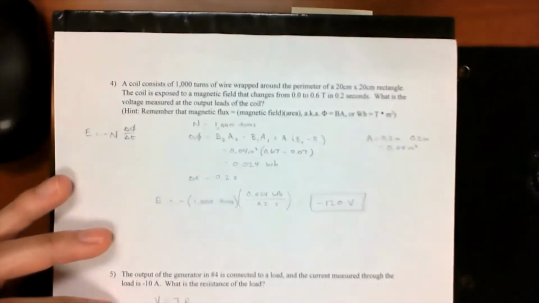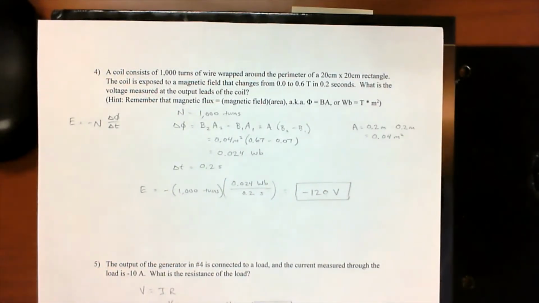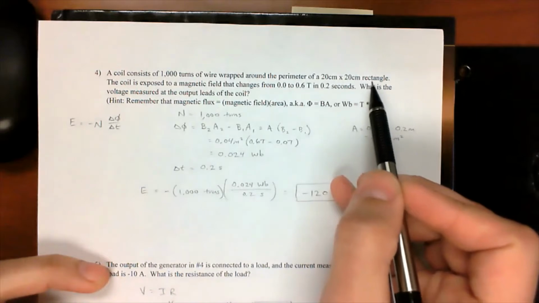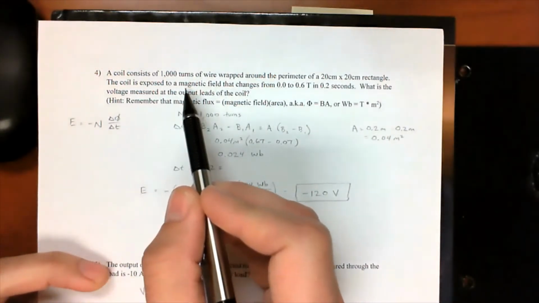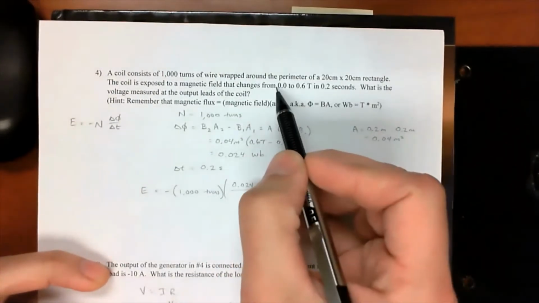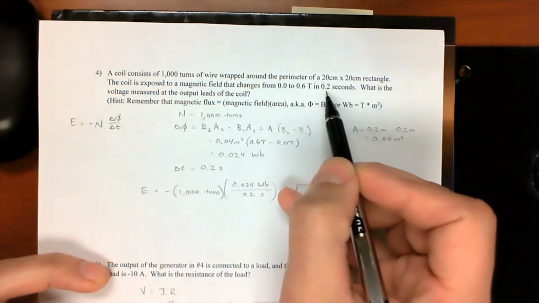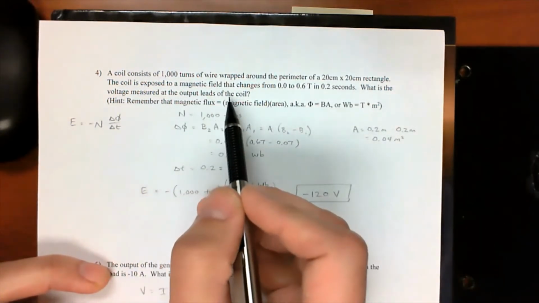Then we have number 4. We have a coil of wire with 1,000 turns. It's wrapped around in the shape of a 20 centimeter by 20 centimeter rectangle. In this case, actually, it looks like a square. And it's exposed to a magnetic field that changes from 0.0, so that's B1, to 0.6 Tesla, that'd be B2, in 0.2 seconds. What is the voltage measured at the output leads of the coil?